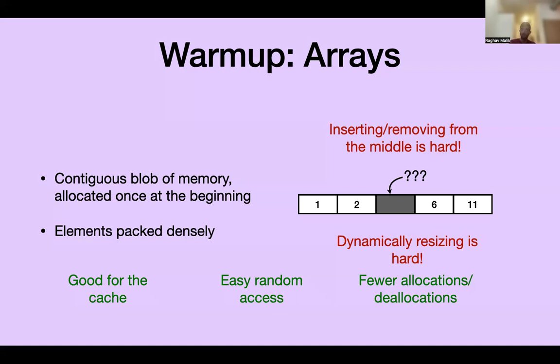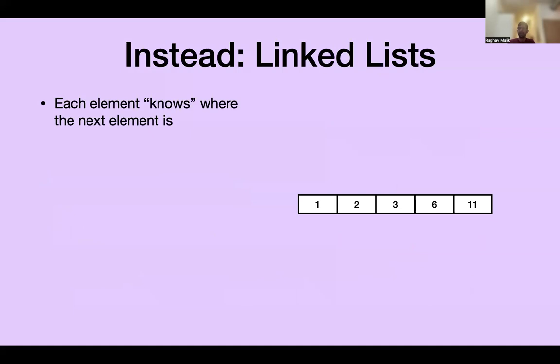Okay. Instead, you can have linked lists. So with a linked list, instead of having things contiguous in memory, instead of having everything adjacent, each element just knows where the next element is. So instead of having five things all allocated in the same space, I have a block here, and it knows where the next block is, and it knows where the next block is, and these can just go all over memory.